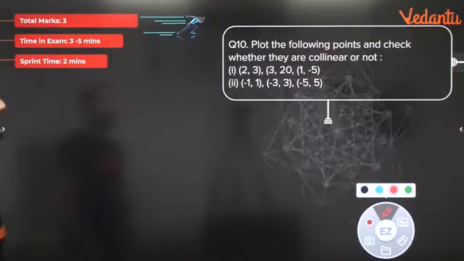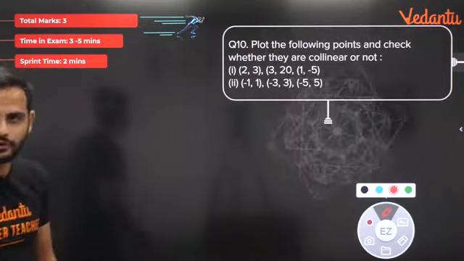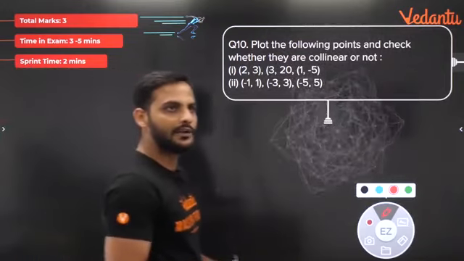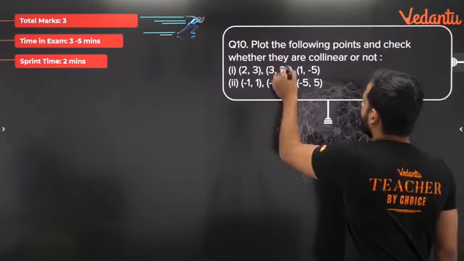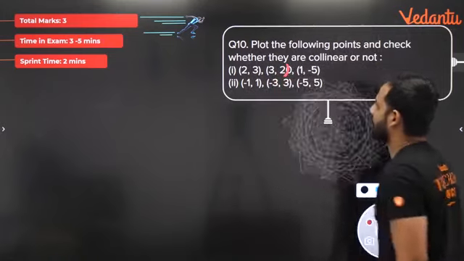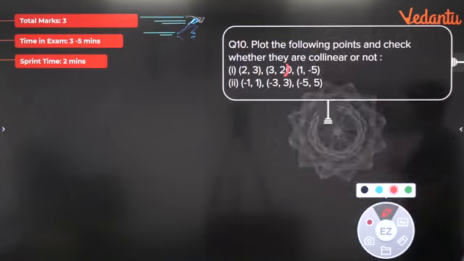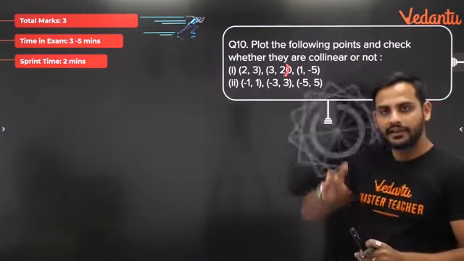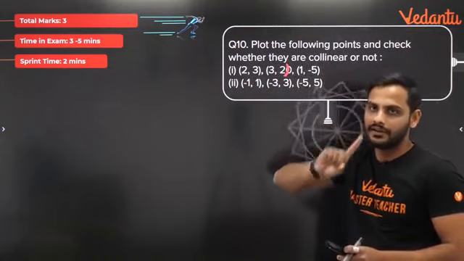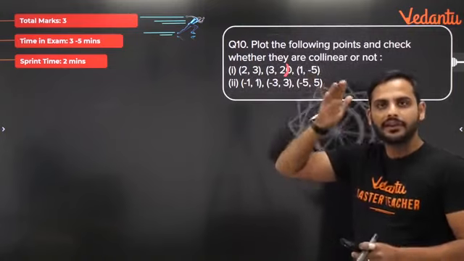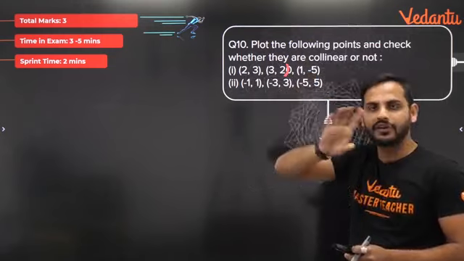Plot the following points and check whether they are collinear or not. So what you'll do, just plot those points and check the points which you have got. But it is not 3, 20, it is 3, 2. Okay, so you have to just plot the points, and then using a scale you have to check that all 3 of them, if you join them, can you join all of them using a single line or not? Collinearity means all the 3 points, can you join them using a single line or not?